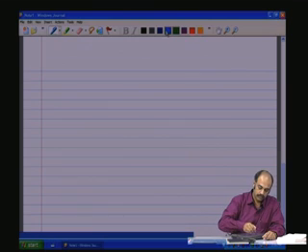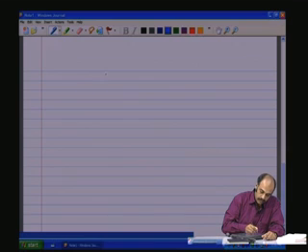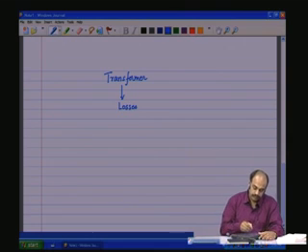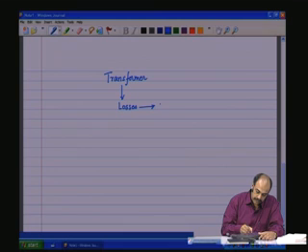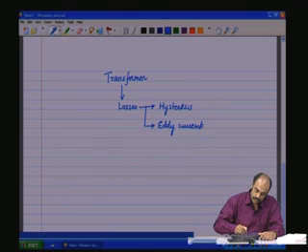Now, we would like to see the transformer till now. It had losses to contend with. That is due to the hysteresis and the eddy currents. This we are calling the core losses.